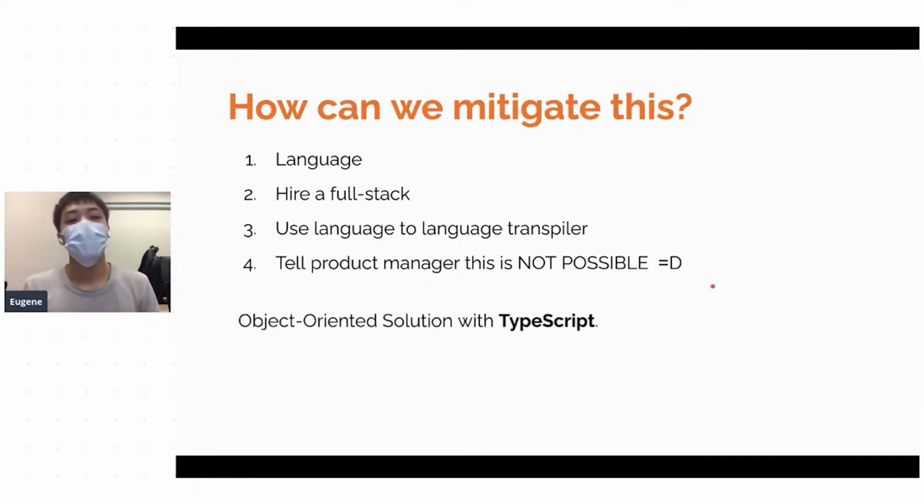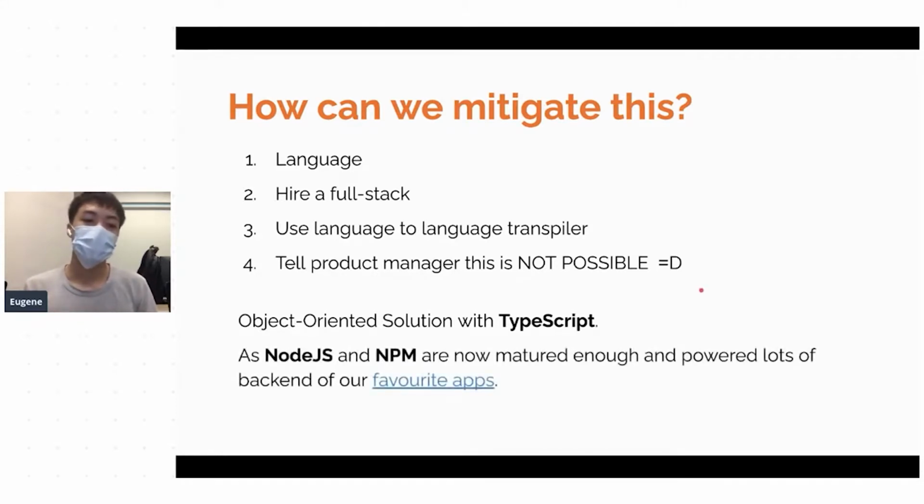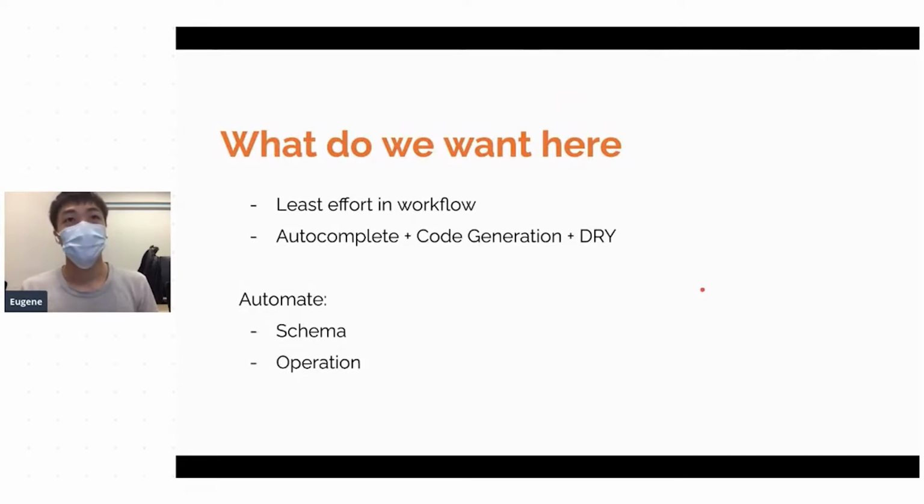What I want to do is to solve this problem from the architecture perspective, using an object-oriented approach with TypeScript. Node.js and NPM are now mature enough, and I think they have powered a lot of apps in our backend. So don't be scared of Node.js. What we want here is the least effort in our workflow, so developers can easily use auto-completion and code generation, and follow the do-not-repeat-yourself philosophy.